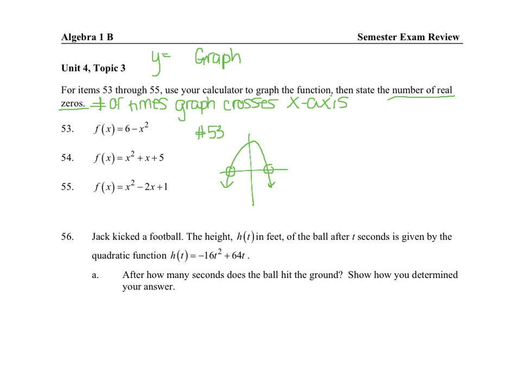So we can see that we're going to have two real zeros. For 54, when we graph it, we get something that looks like this. It doesn't cross the x-axis at all, so there are no real zeros.